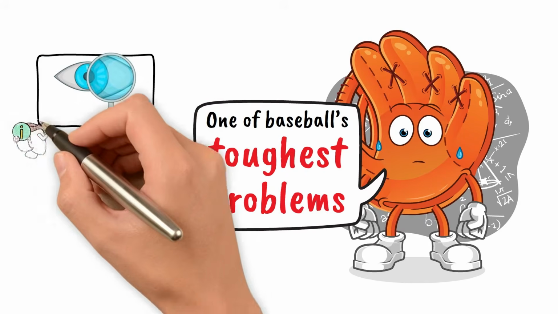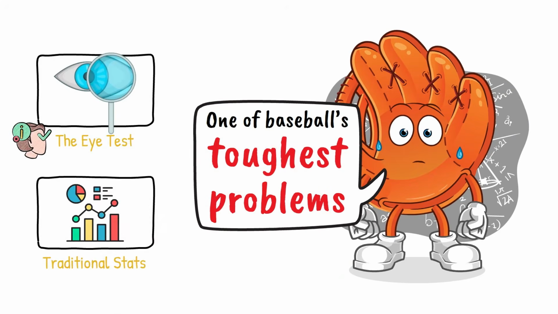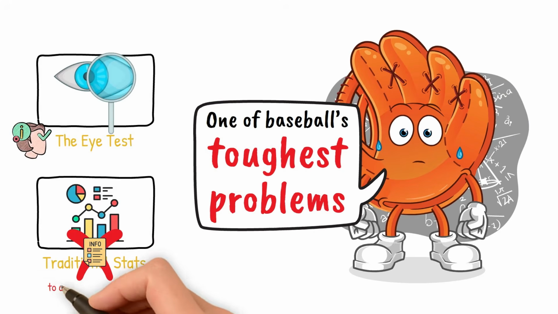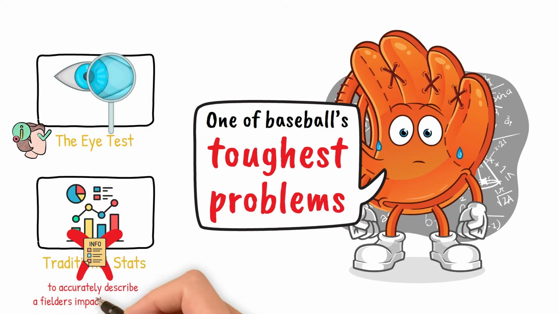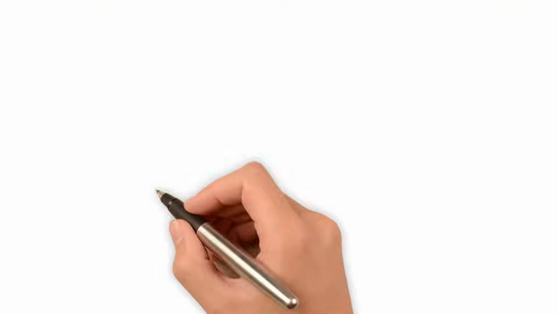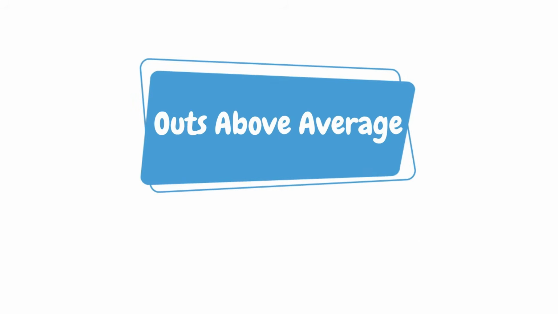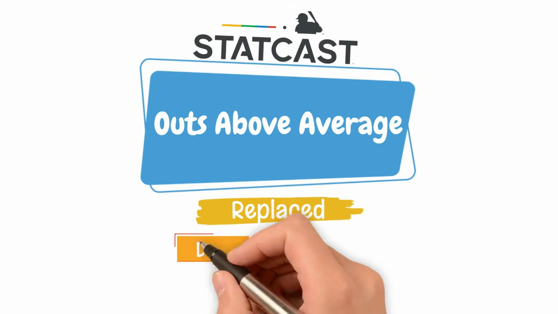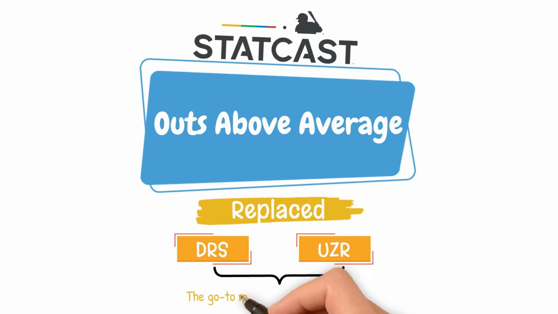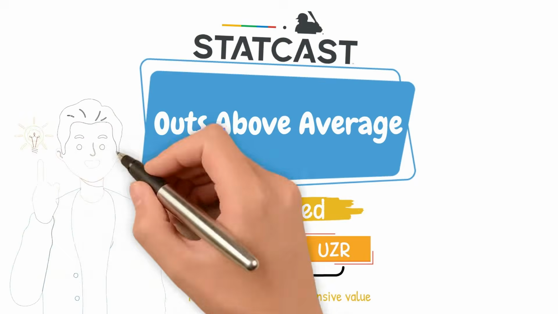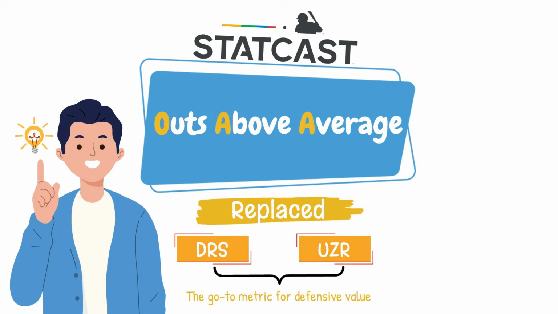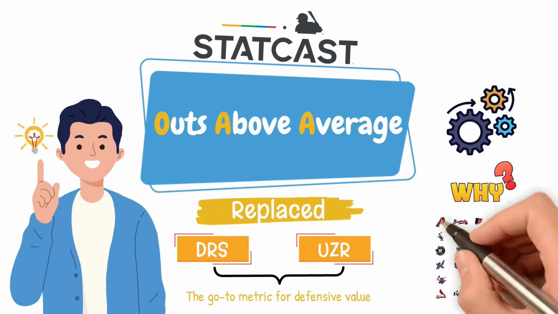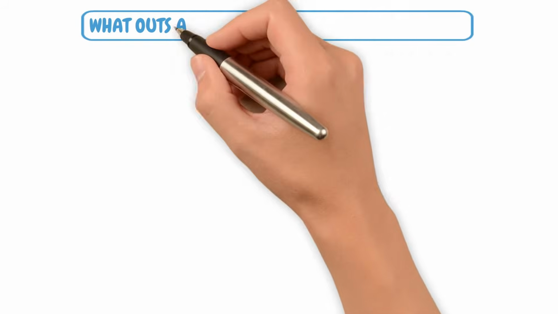The eye test is biased. And traditional stats, they just don't have enough information to accurately describe a fielder's impact on the game. That's where outs above average comes in, or OAA, the StatCast stat that replaced DRS and UZR as the go-to metric for defensive value. Today, we're breaking down what OAA is, how it works, and why teams are using it more than ever. Starting with the basics.